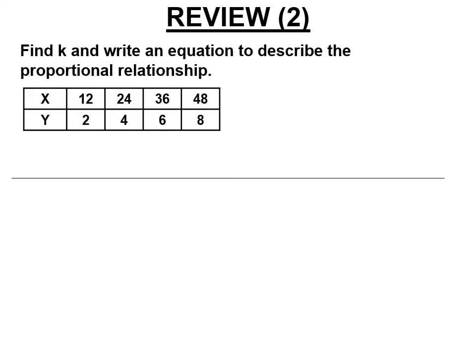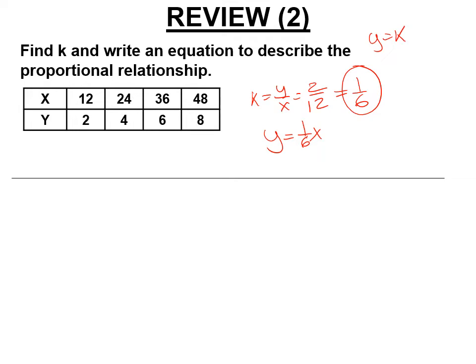All right, so find K. If I say find K, that means it's proportional. Now, to find K, it's always y over x. So it's 2 over 12 equals 1/6, right? So all of those should equal 1/6. Write an equation. It's y equals 1/6x, because these are in the form y equals kx. It says proportional, so it starts at 0, 0. If it says proportional, there's a 0 there that we're not writing.